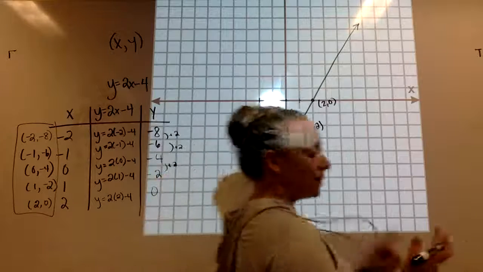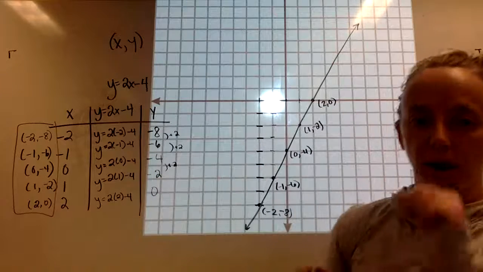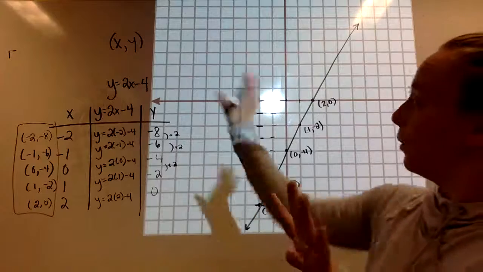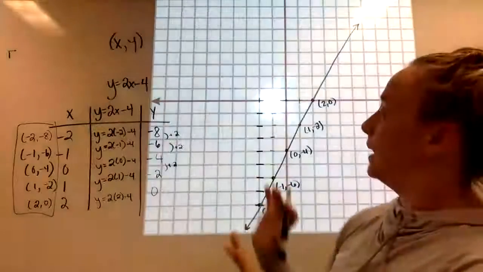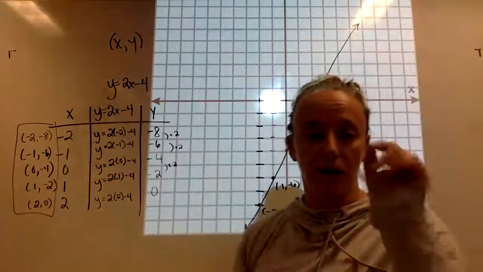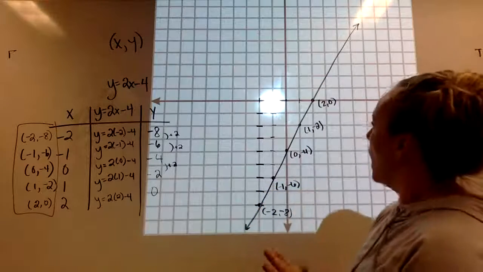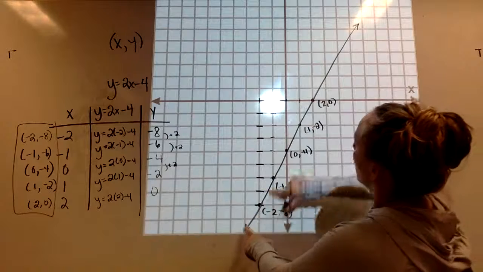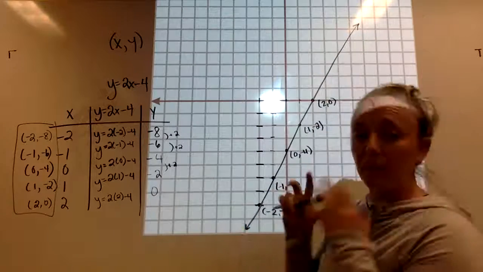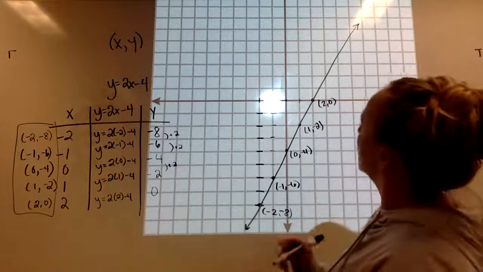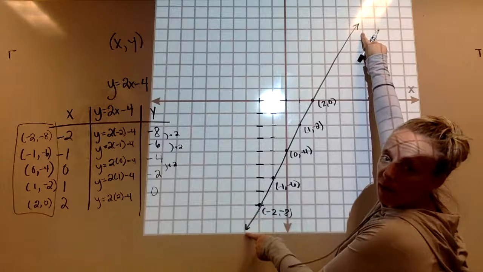Now with my graphs, a few things. I'm always going to graph at least 5 points when I am doing a T-chart, and I expect you to do the same thing. So I want to see 5 points always graphed. And number 2, I want you to make sure you're drawing your line so it fills up as much of the graph paper as you possibly can, and you're putting arrows on the ends.